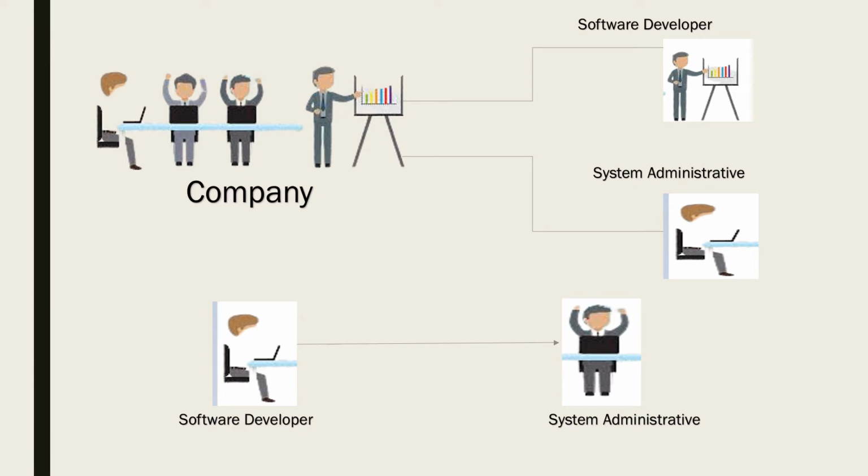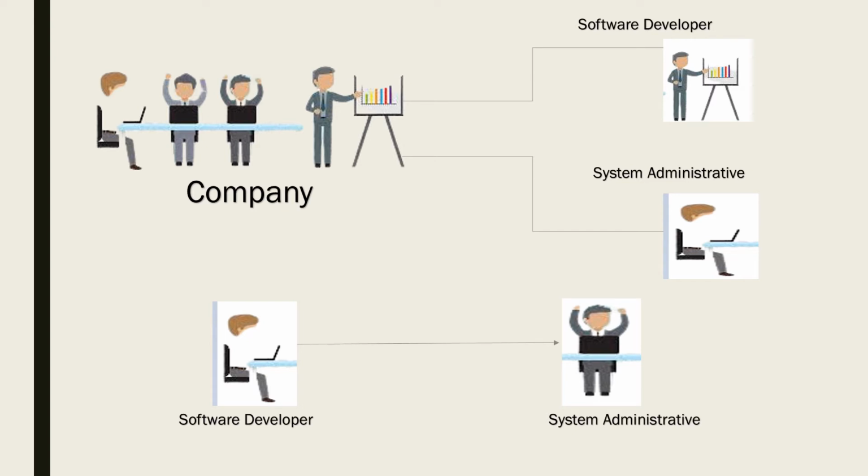Let's consider an example of anomaly based detection. Consider a company which has two designations: software developer and system administrator. The work of a software developer is to code and debug that code. The work of a system administrator is to provide permission or access to software developers for particular data.